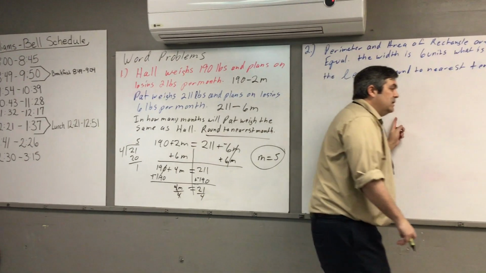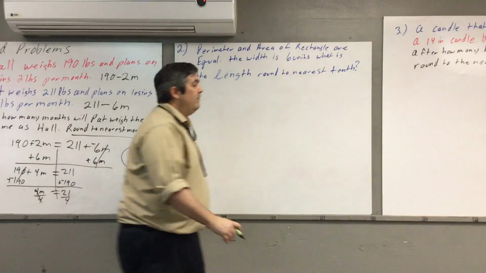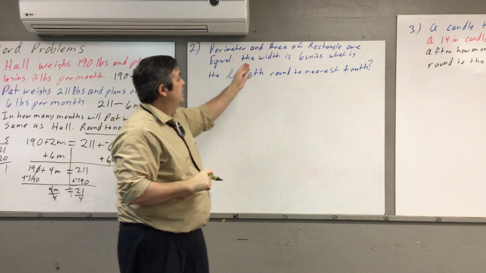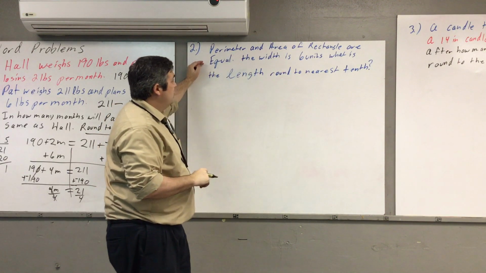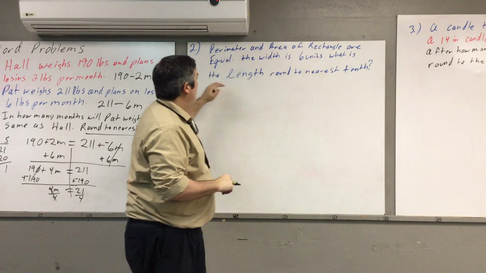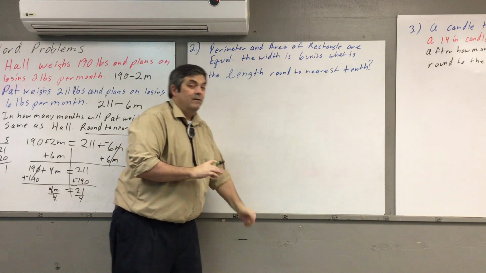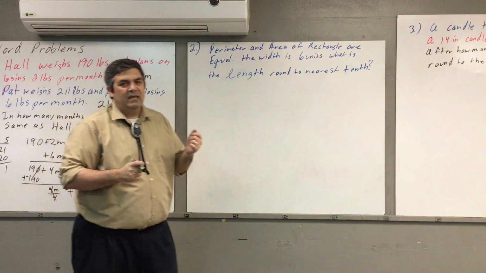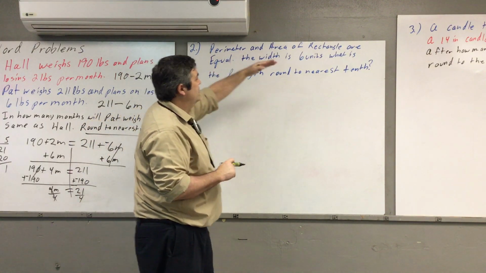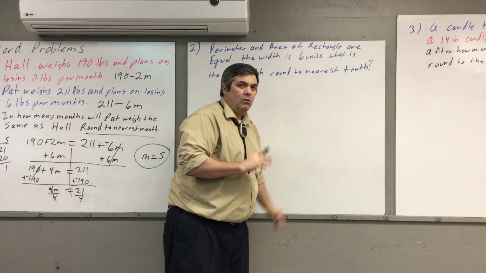All right, there's a little bit to this one. You have to have a little bit of foreknowledge. Perimeter and area of a rectangle are equal. The width is 6 units. What is the length, round to the nearest 10? Get out those formula sheets I gave you. Perimeter of a rectangle and area of a rectangle are equal.